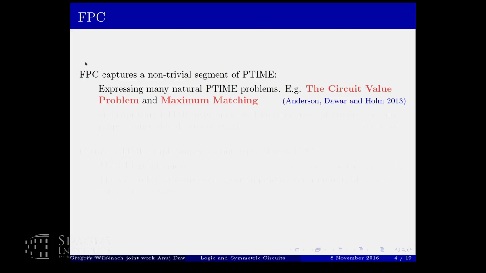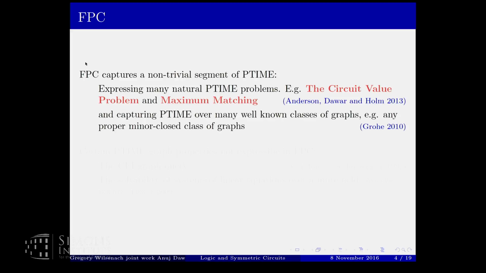That's the other Anderson. It's also been used for capturing results, or partial capturing results, on polynomial time. So things like capturing polynomial time over particular graph classes. Probably the biggest result in this was by Grohe in 2010 that works on any proper minor closed class of graphs.